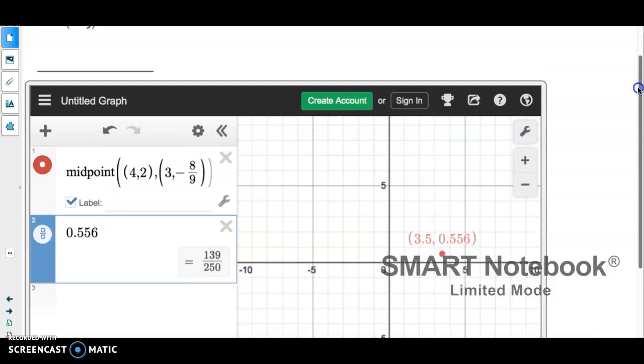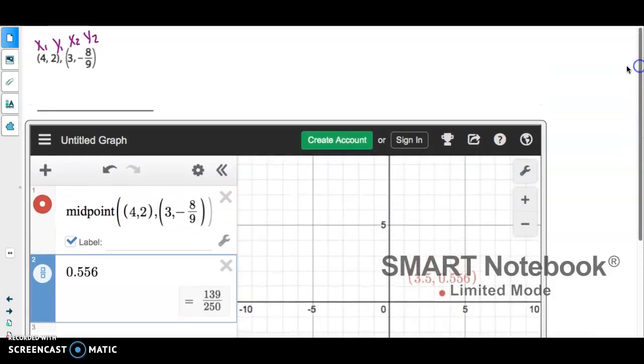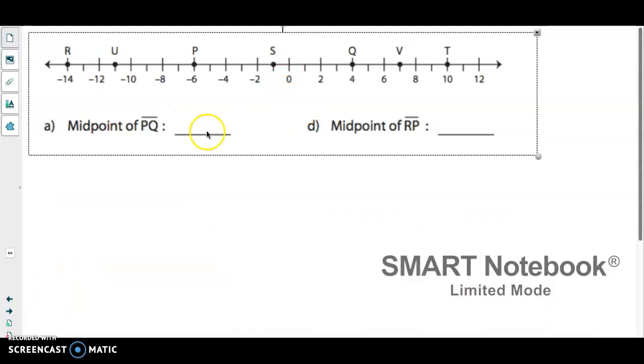Decimals are fine, but just make sure that if you get a decimal on Desmos and you want it in a fraction, you can type it in and it will change it for you. The only thing I would caution you of is that when you get into the quizzes on Apex, they might have it in fraction form and you might get a decimal form, so you might need to know how to switch that back. Okay, another type of problem that you can look at is if you're on a horizontal or a vertical line.